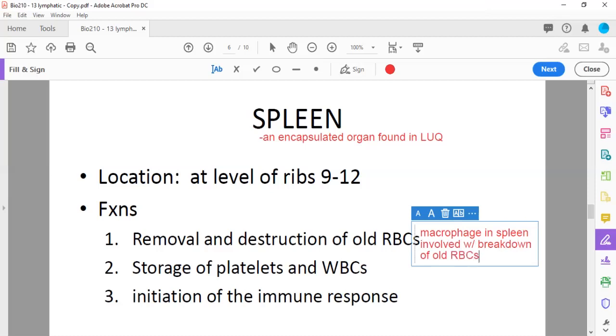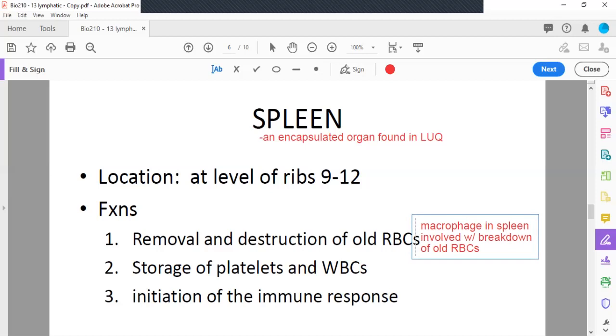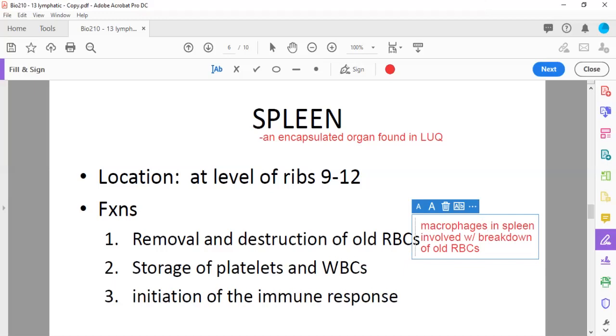So the macrophages in the spleen are involved with the breakdown of old RBCs. The spleen is involved with storage of platelets and white blood cells. So they store platelets and white blood cells. And the spleen also initiates the immune response.